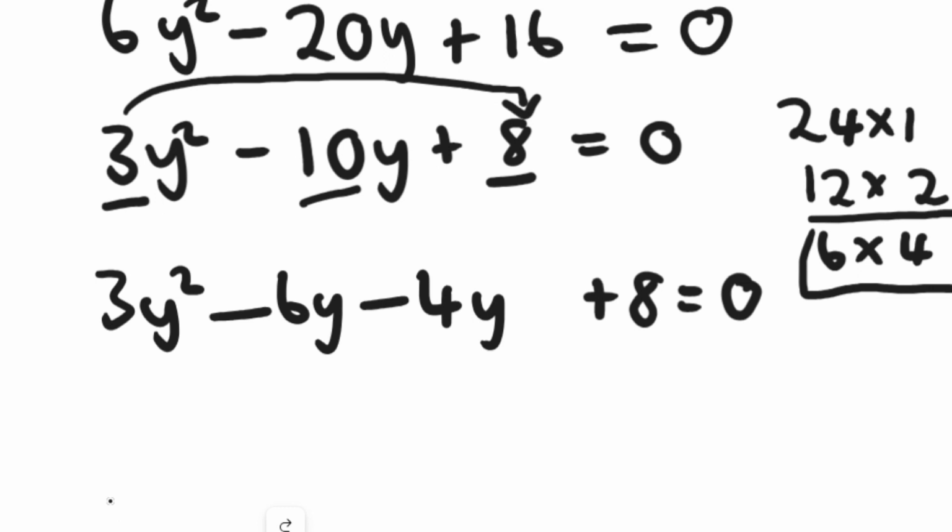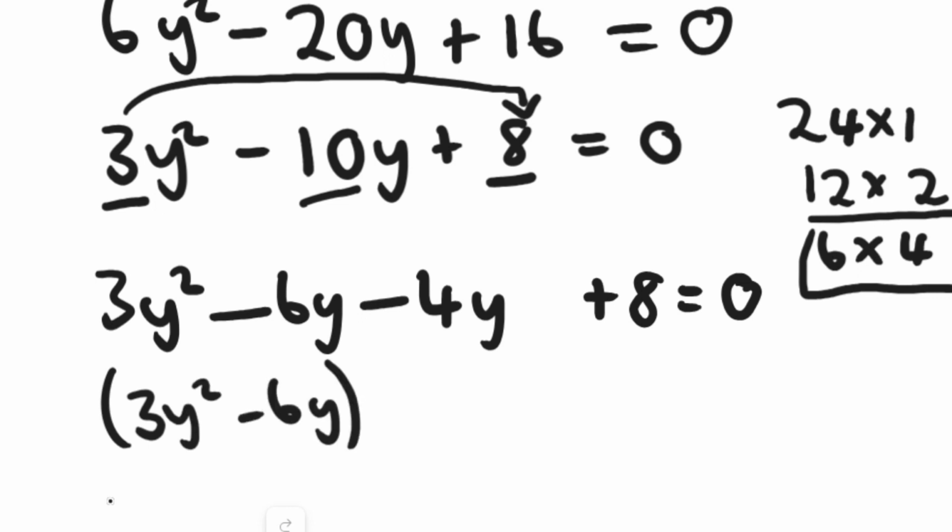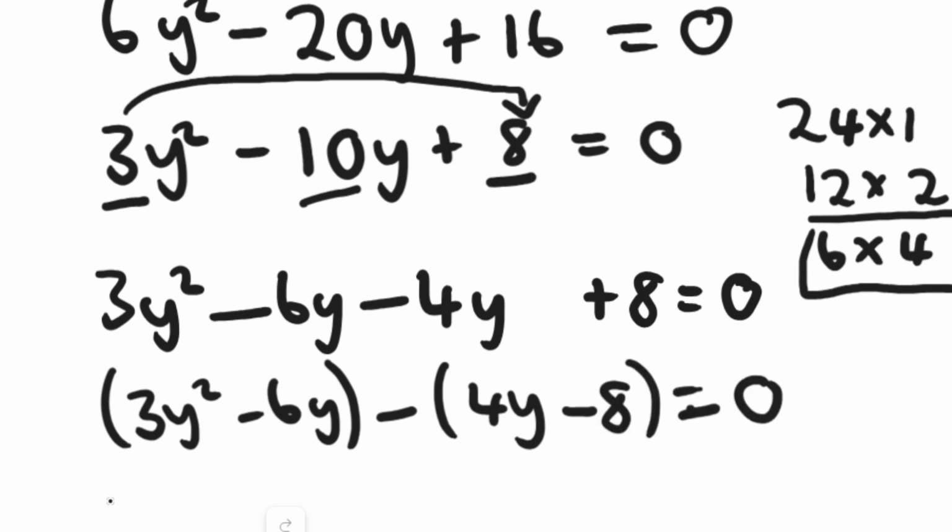Now, we group the first two and the last two. We open a bracket, we put 3y squared minus 6y. We close the bracket, we put a negative outside of the bracket. We open the bracket, everything that follows changes the sign because of the negative that we put outside of the bracket. That is positive 4y, negative 8. We close the bracket, that should be equal to 0.